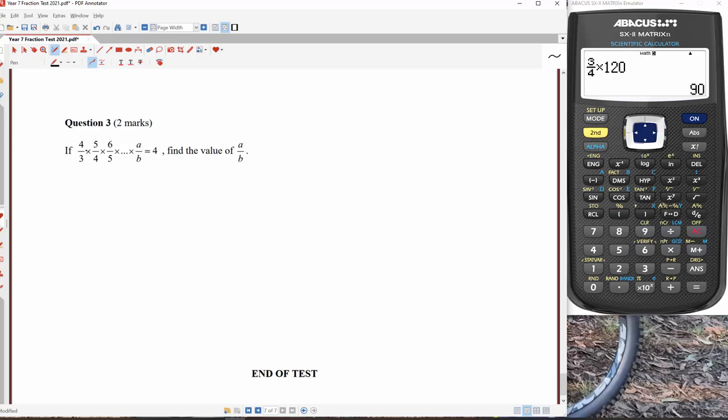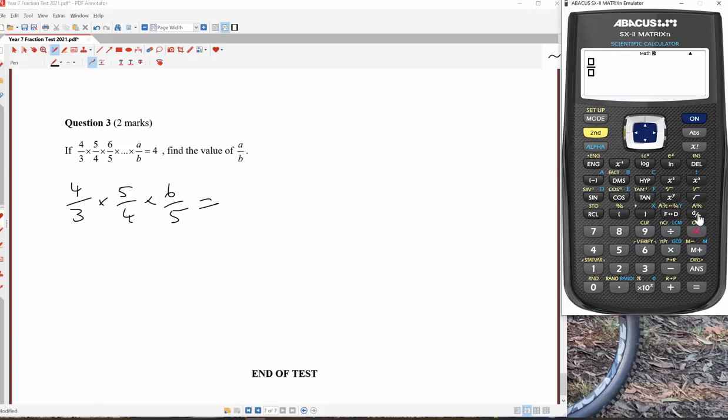Okay, this last problem was pretty tough. It says here if 4 on 3 times 5 on 4 times 6 on 5 times a following sequence of numbers equals 4, what's the value? So this implies that the sequence continues. I think the first thing we should do is work out what 4 on 3 times 5 on 4 times 6 on 5 actually is. Let's work out the answer to that.